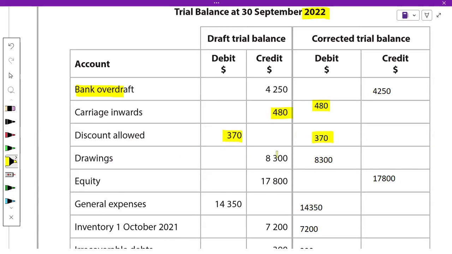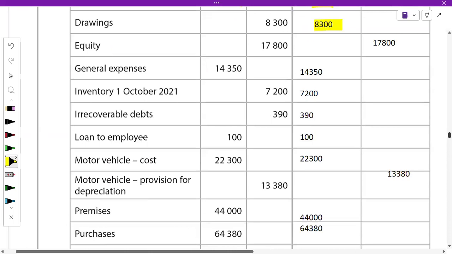Drawings are credit, but it should be debit. Equity should be credit. So yes, this is right, there's nothing wrong in it. General expenses, which is 14350 debit. This is also right. Inventory at 1 October 2021 is credit, but it should be debit because the nature of inventory is debit.